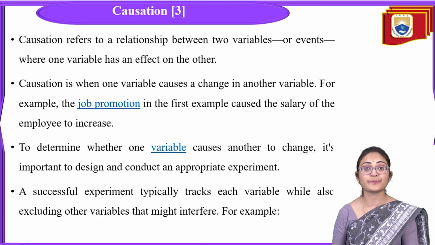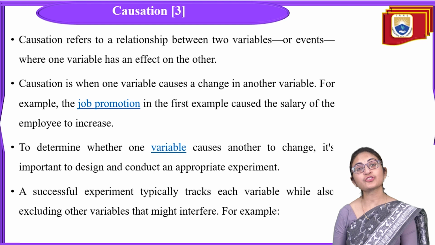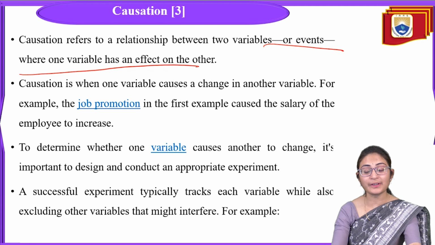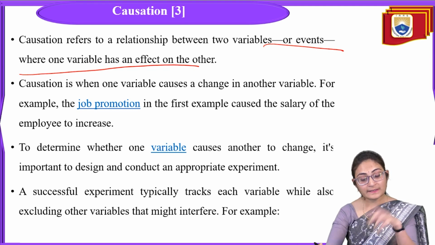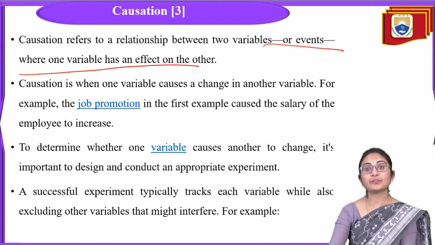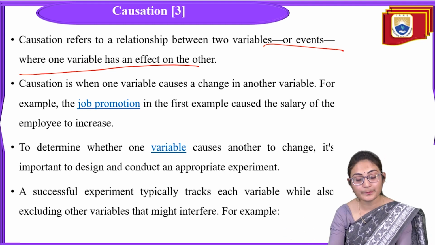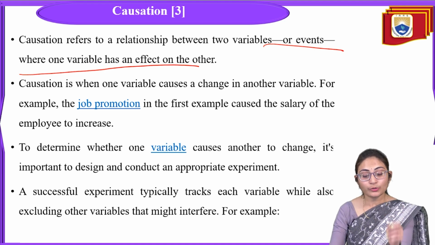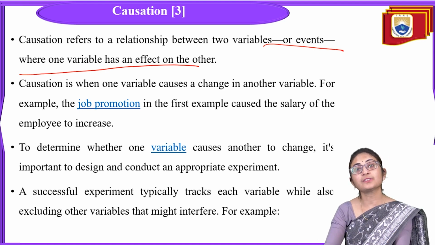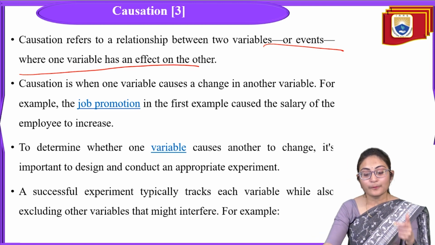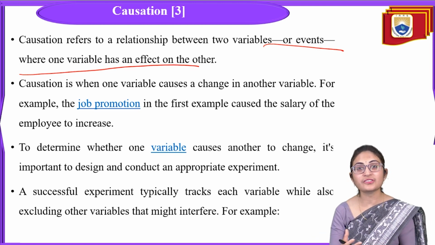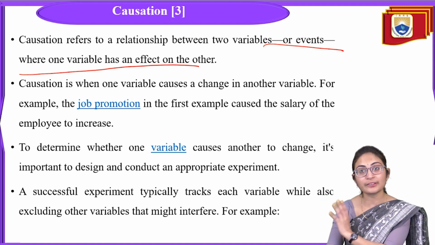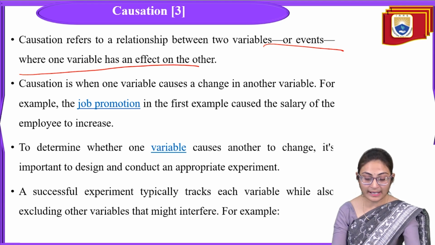Now we will see the causation. Causation refers to a relationship between two variables or events where one variable has an effect on the other. Causation is when one variable causes a change in another variable. That means when we talk about causation, one variable will affect another variable. So when some change occurs in the first variable, then automatically there will be some change in the second variable. For that we will take one example.